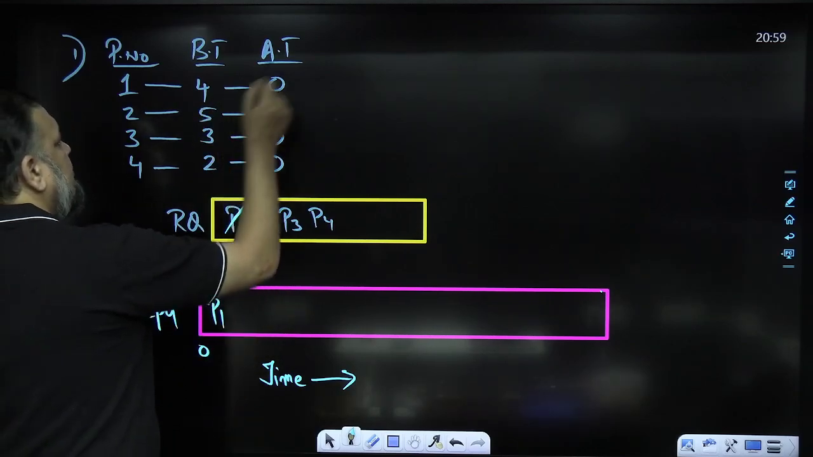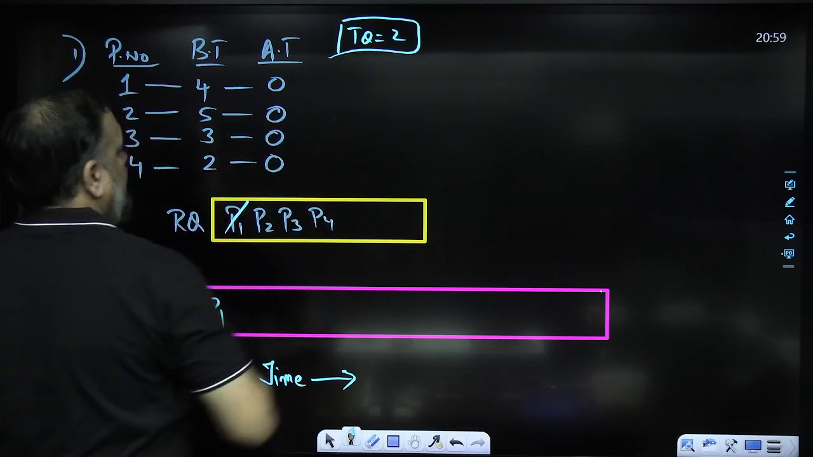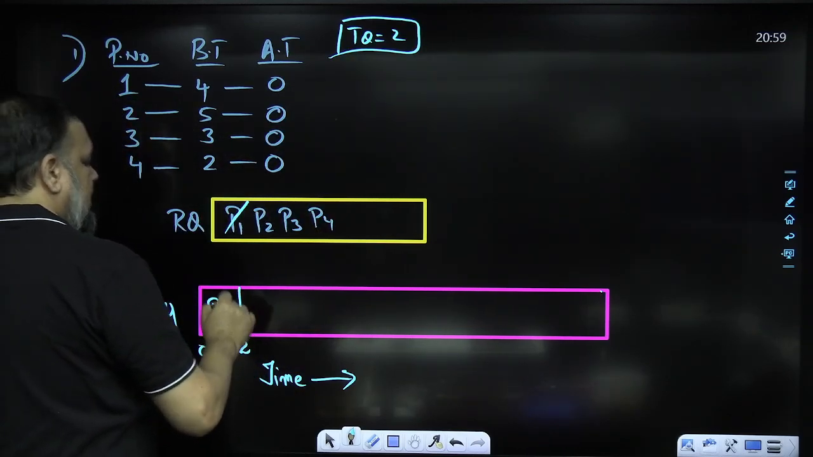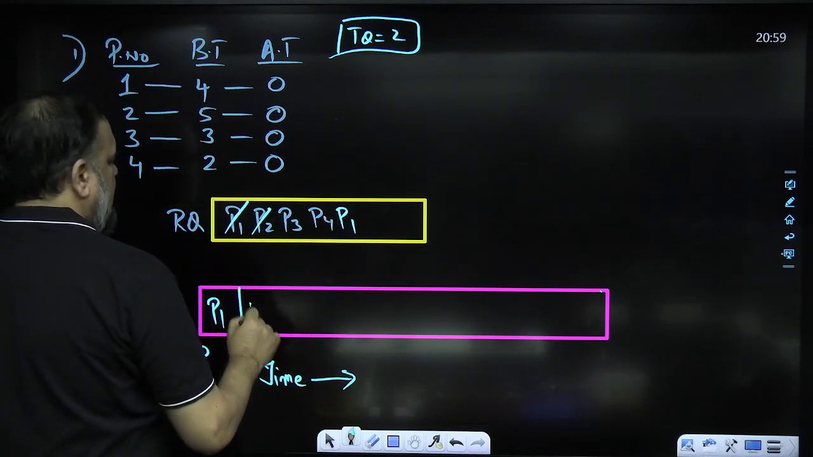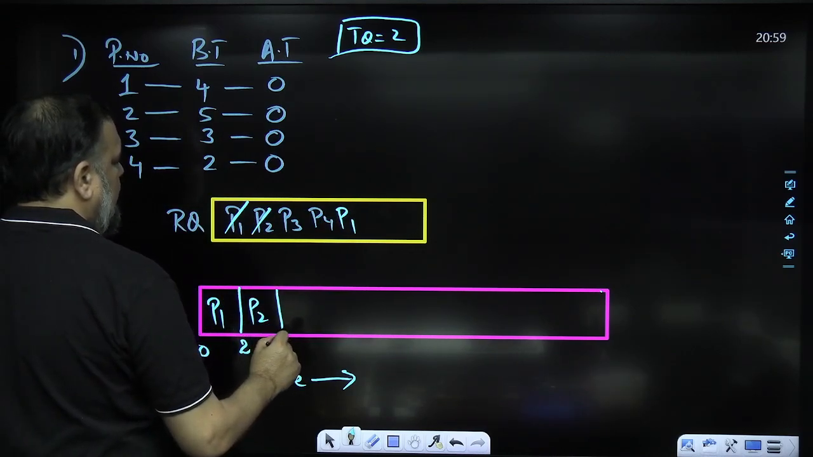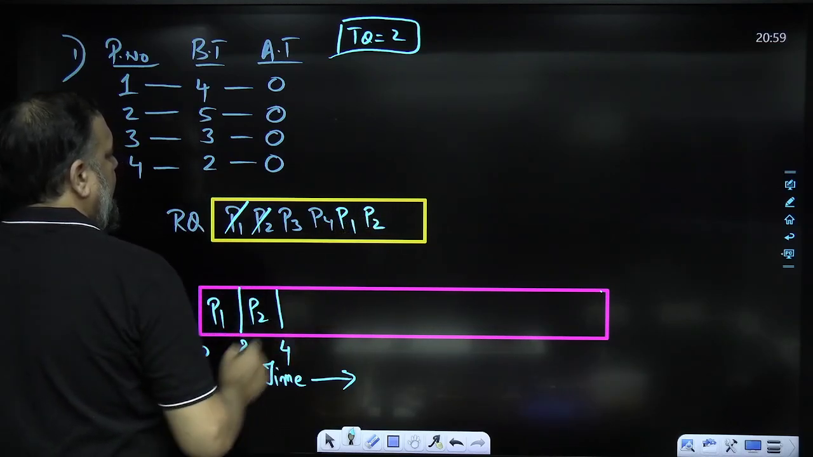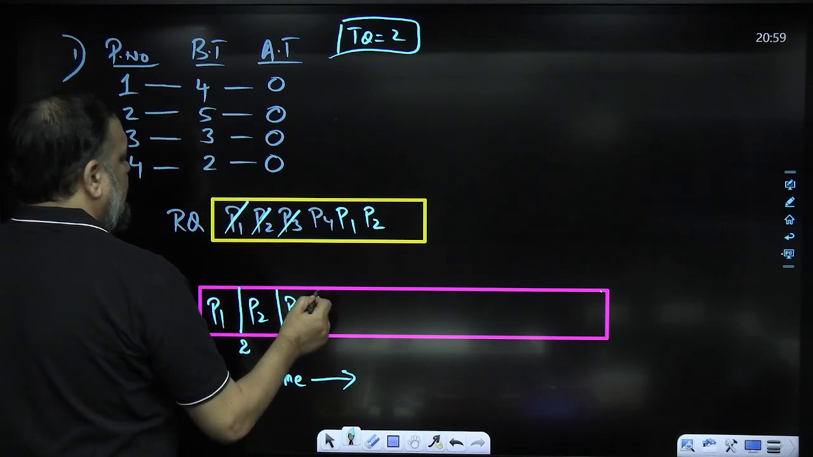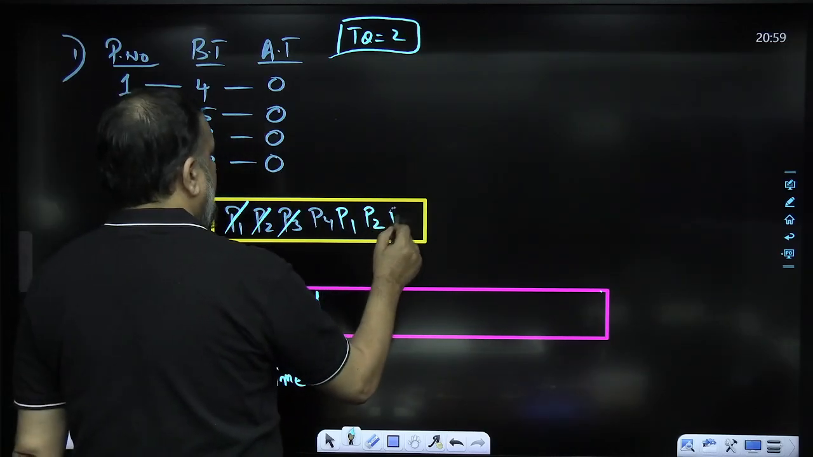P1 needs 4 units, but the allotted time quantum, as I said, is 2 units. So P1 will run for 2 units of time. It gets preempted and then added back to the queue. Then P2 takes charge next. It is also going to run for 2 units, so 4. P2 gets preempted and put back to the queue. Next to run is P3. P3 needs 3 units, so it runs for 2 units, 6, gets preempted and is put back to the queue.